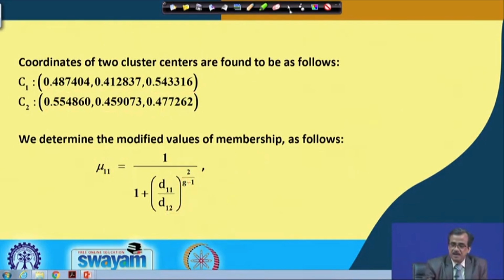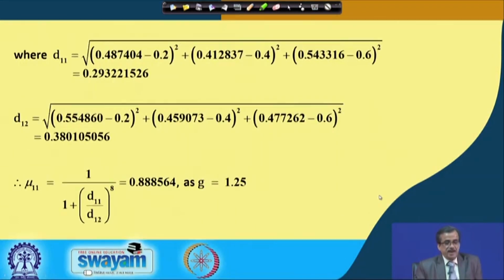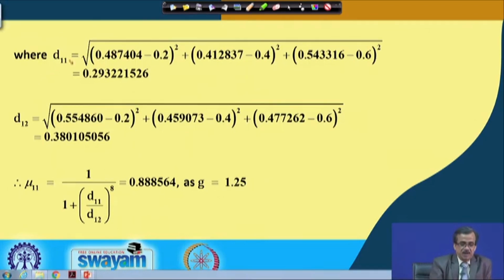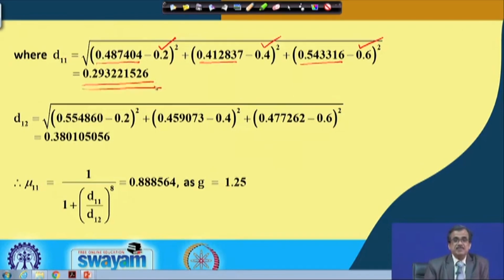So how to determine that? Mathematically we can calculate. This d11, as I told, is the Euclidean distance between the first data point and the first cluster center. These are the dimensions of the first cluster center, and corresponding to the first data point, this is my x, y and z coordinate, and using this I can find out the Euclidean distance d11, and this will become equal to this.